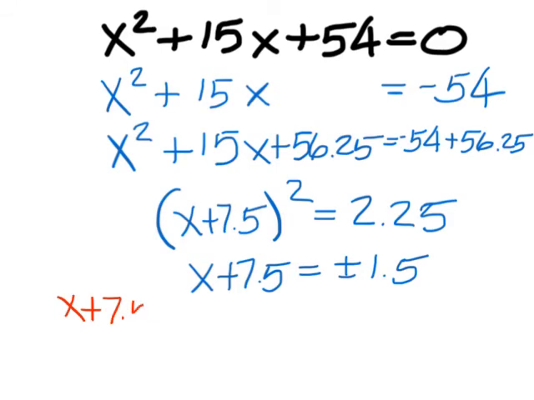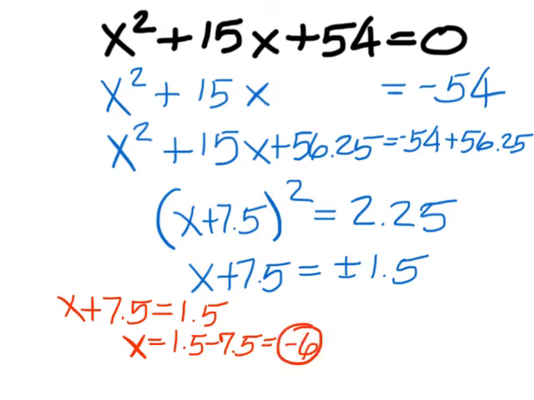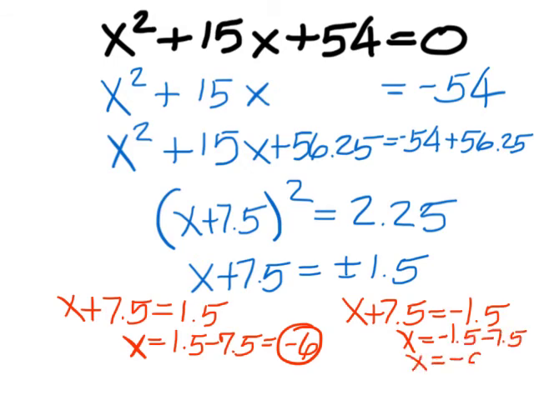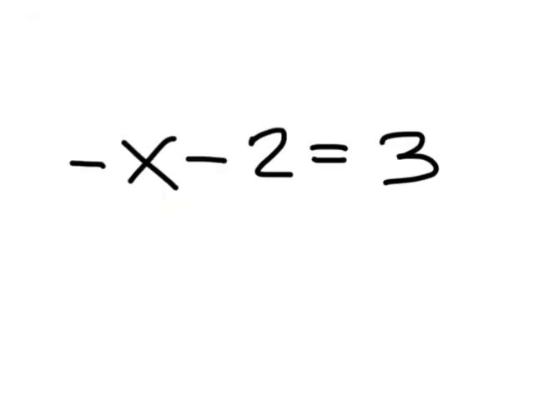Well, when you do x plus 7.5 equals 1.5 and you move the 7.5 to the right, make it minus 7.5, that should give you a negative 6. And then x plus 7.5 equals a negative 1.5. You subtract 7.5 again. This time it should give you a negative 9. Here's another bonus. If everybody gets this right, it is 10 million.